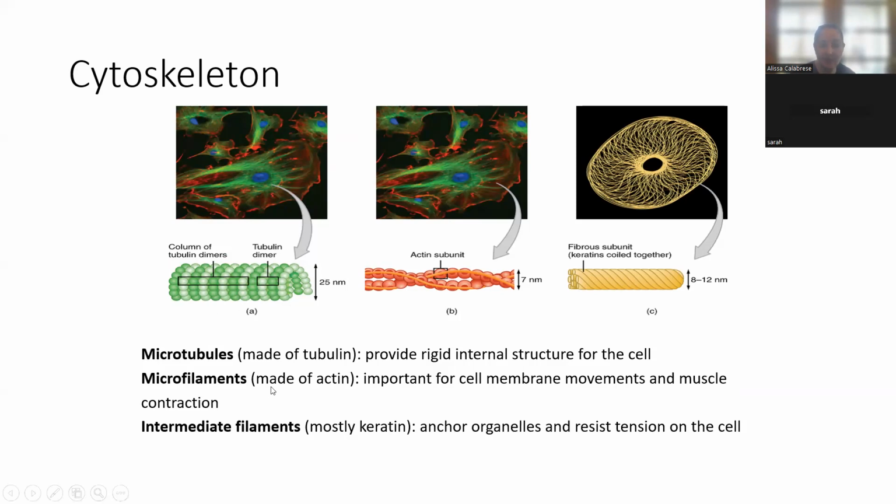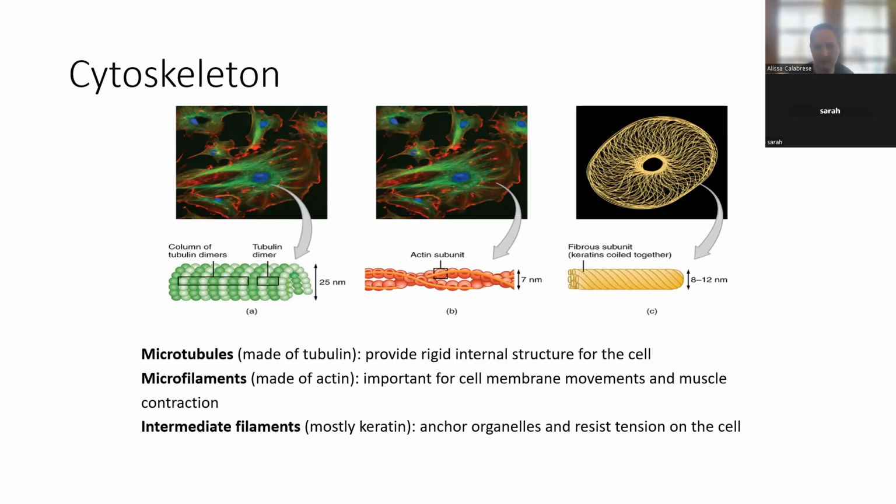We also have microfilaments. So microfilaments are made of a protein called actin, and this is usually associated with the cell membrane and helps the cell membrane change shape. So for example, if we want the cell to pinch into two and divide, the cell membranes have to change shape in order to do that. They do that with microfilaments.